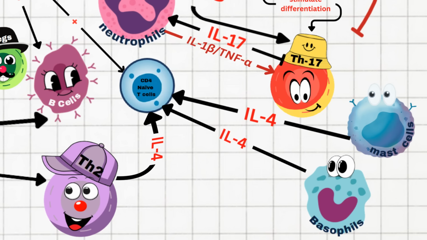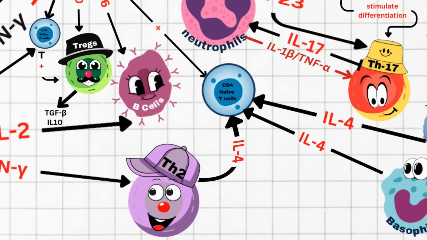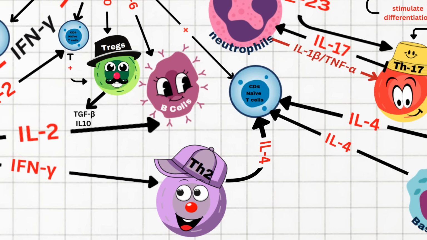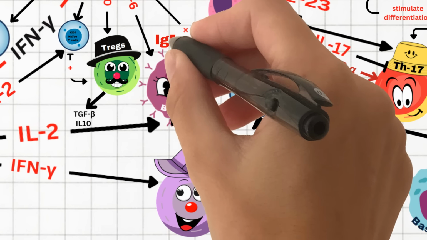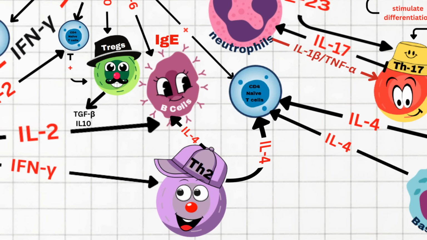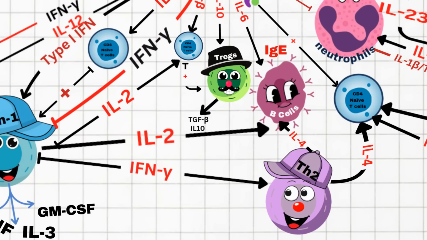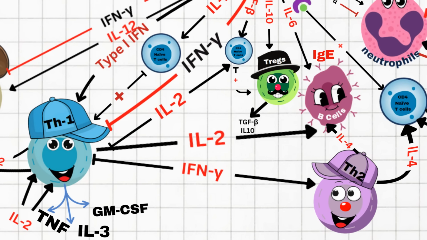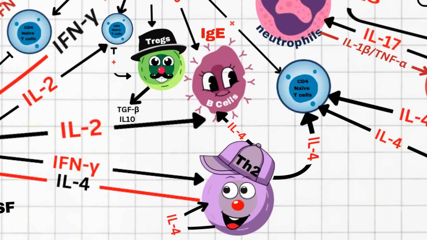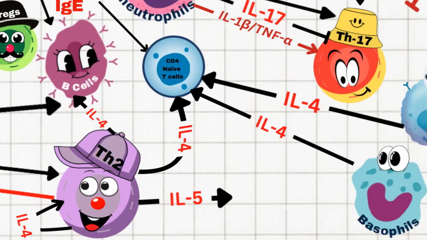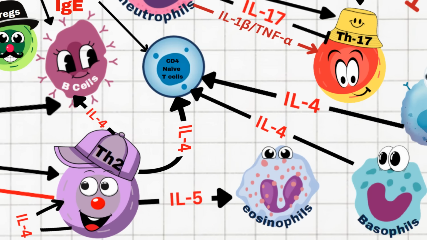T helper 2 cells are stimulated by the presence of interleukin-4, and they also produce IL-4. Interleukin-4 promotes B-cell differentiation and class switching to IgE, which are important for defense against parasites and are involved in allergic responses. It also supports T helper 2 cell differentiation and suppresses T helper 1 cell differentiation and function. T helper 2 cells produce interleukin-5, which targets eosinophils, enhancing their proliferation, activation, and survival, which is crucial for combating helminth infections and contributing to allergic inflammation.